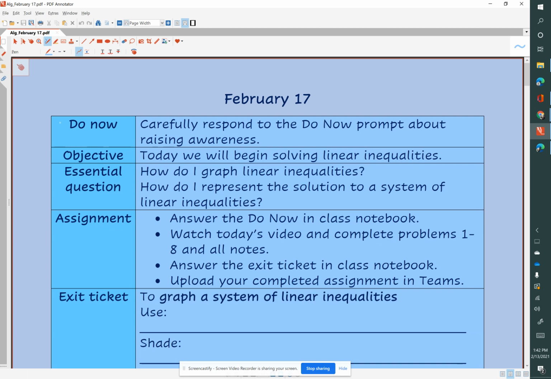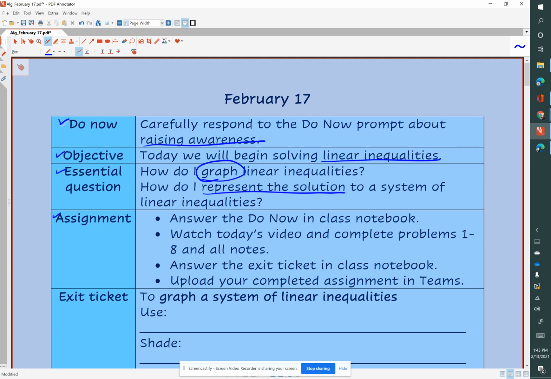So we're going to start by responding to our do now. The prompt is about raising awareness. We will begin solving linear inequalities today. That is our objective. Our essential questions are, how do I graph linear inequalities? And how do I represent the solution to, first of all, just a linear inequality today, and tomorrow to a system of linear inequalities.